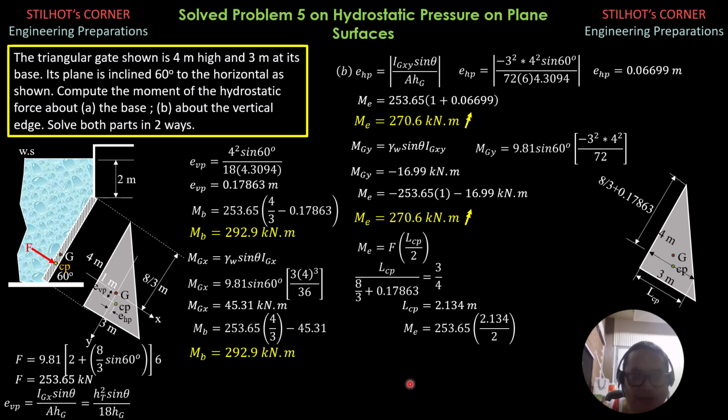So M sub E is equal to 270.6 kilonewton meter. So that's it for this video.